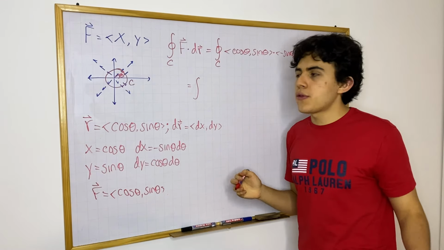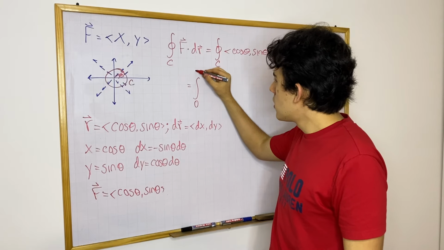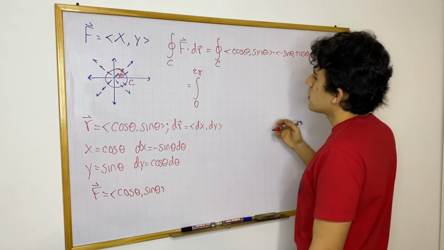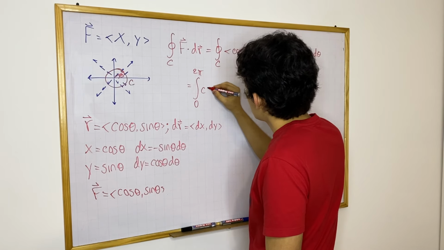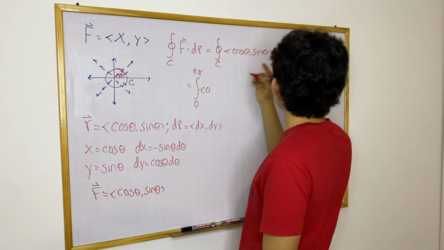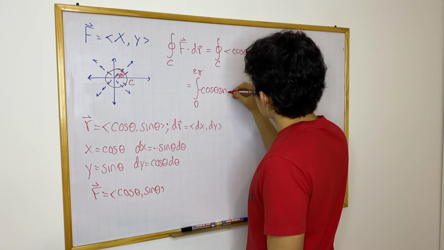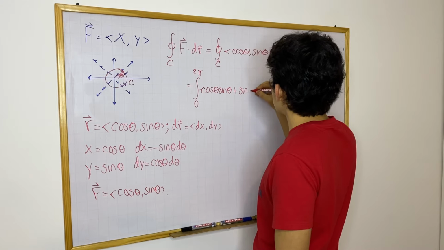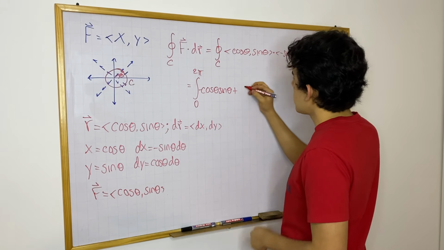What are the bounds for theta? Because this is a closed circle, this is going to be from 0 to 2 pi. And then, let's see, what integral do we get? We're going to have, really, minus cosine theta sine theta, notice this negative here, plus, funny, right? We get the same thing. I'm going to keep the same order. Cosine theta times sine theta.